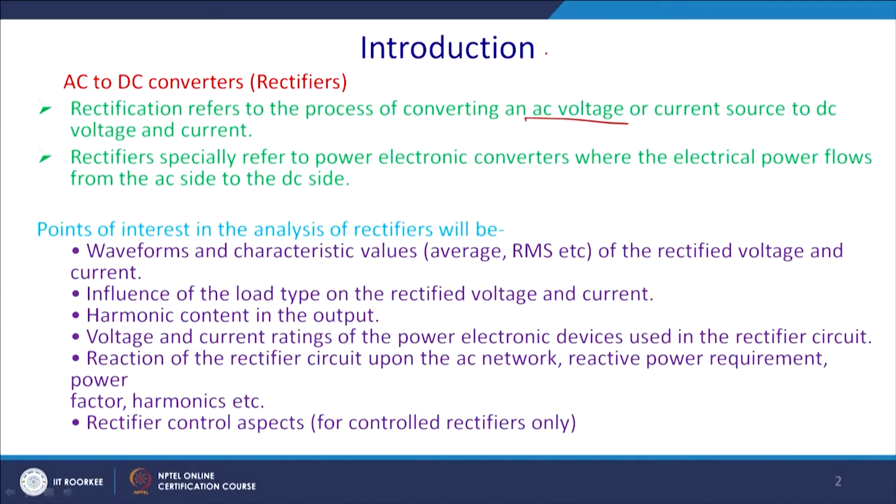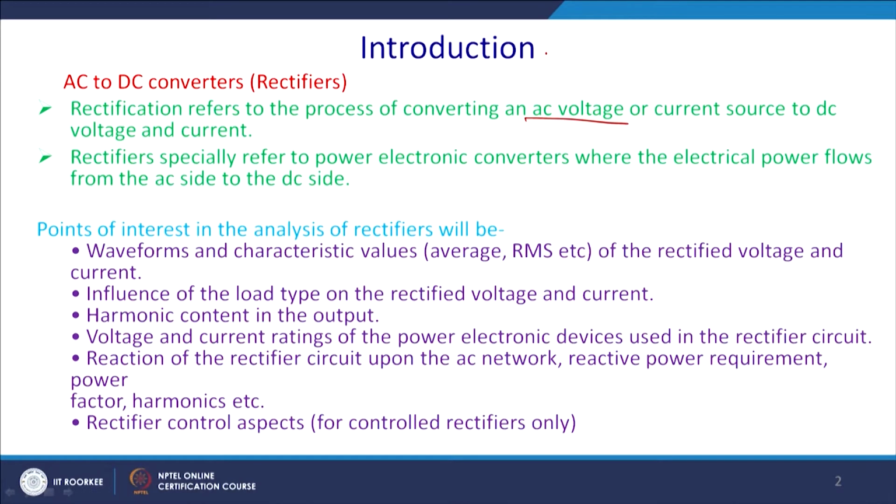So, now we refer to the process of conversion from AC to DC as rectification. Rectification refers to the process of converting an AC voltage and current to DC voltage and current. Rectification especially refers to the power electronics converter where the power flows from the AC side to the DC side and not in the generative way. Mostly AC will be the source and the load will be DC, and mostly these are DC motors.